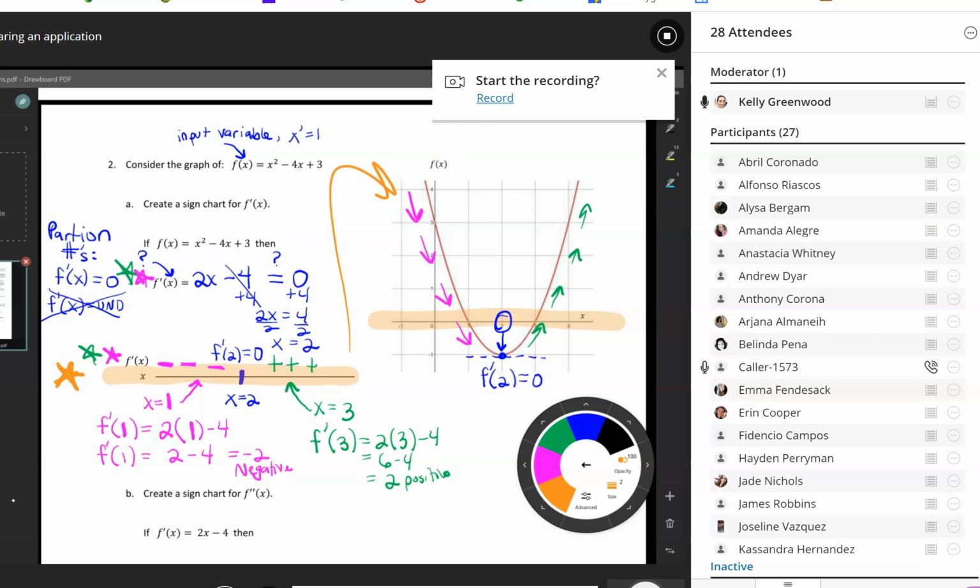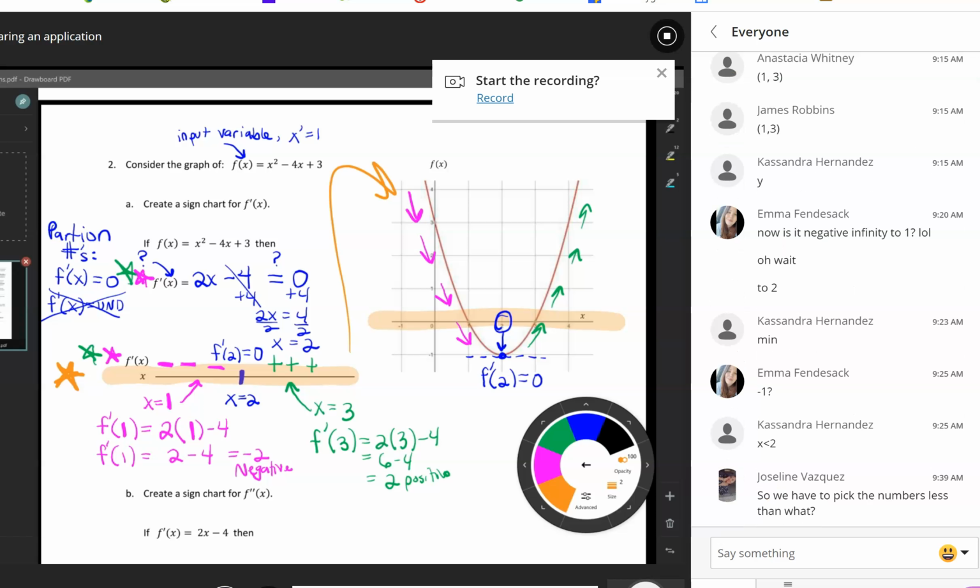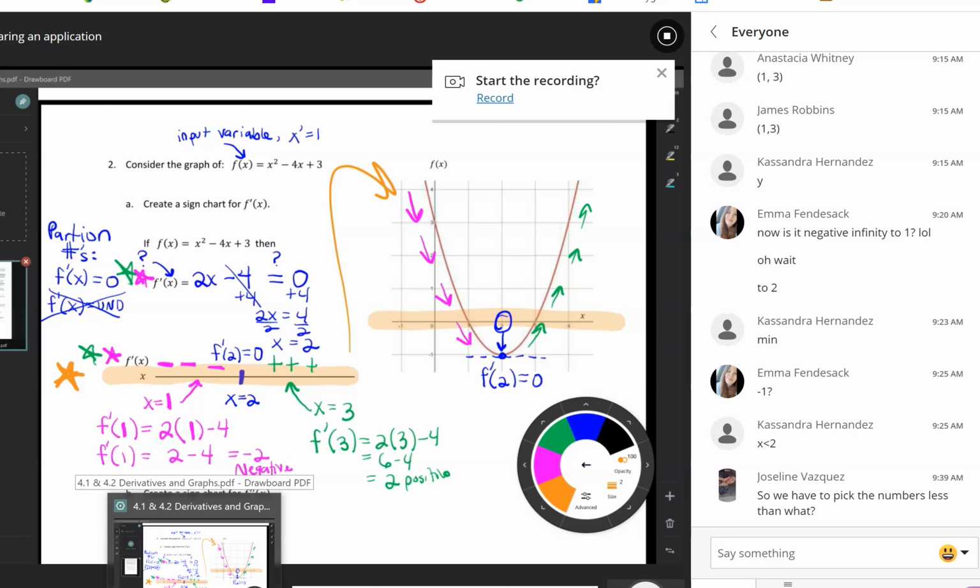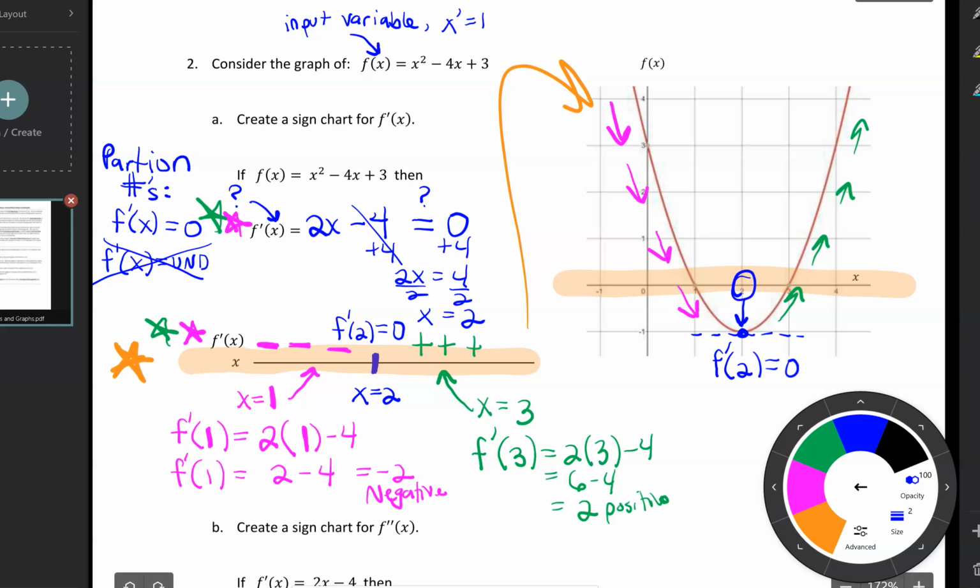So there's a question in the chat about the numbers. Let me come over here real quick. So we have to pick numbers less than. Okay, so the way you pick your numbers, Jocelyn, is you look at the partition number. My partition number was 2, so I just had to pick a number less than 2. And then I had to pick a number on this side bigger than 2, so greater than 2. That's how I knew how to pick.